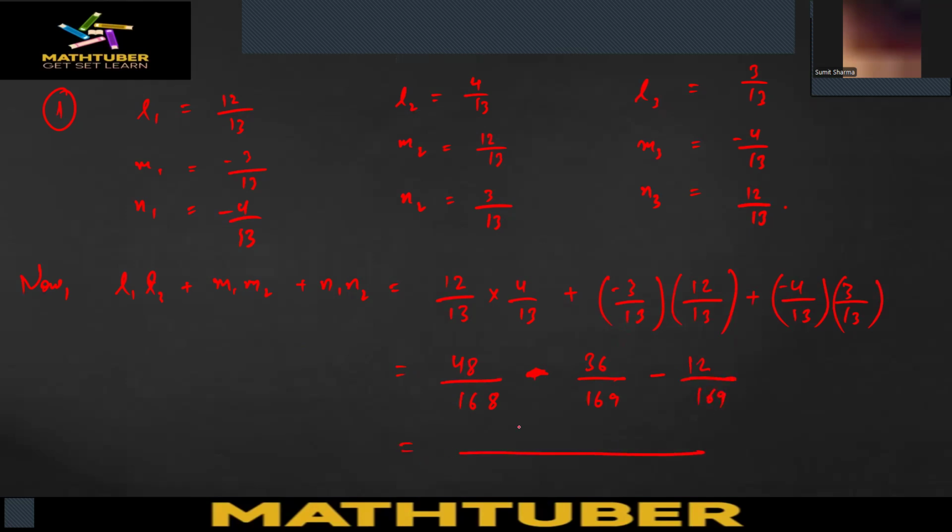So we can take the LCM here, 169, 48 minus 36 minus 12. And you can see that the answer is 0. So you can say that the first line is perpendicular to the second line, right? So therefore, line 1 is perpendicular to line 2. So this is line 2.